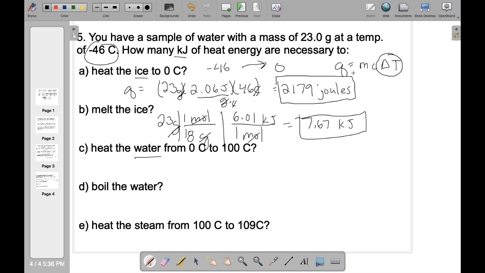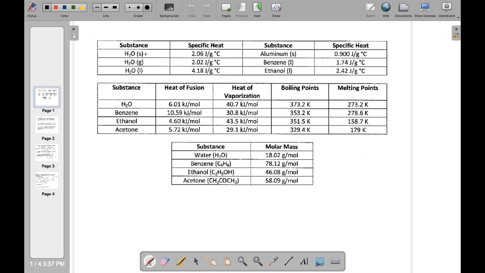So, yet again, I have to go back to Q equals MCΔT. Q equals the mass, 23 grams, times the specific heat. But now this is liquid. So I can't use the specific heat of solid ice. I have to use the liquid. So it's 4.18 joules per gram. Notice the big difference here. 4.18 joules per gram Celsius.